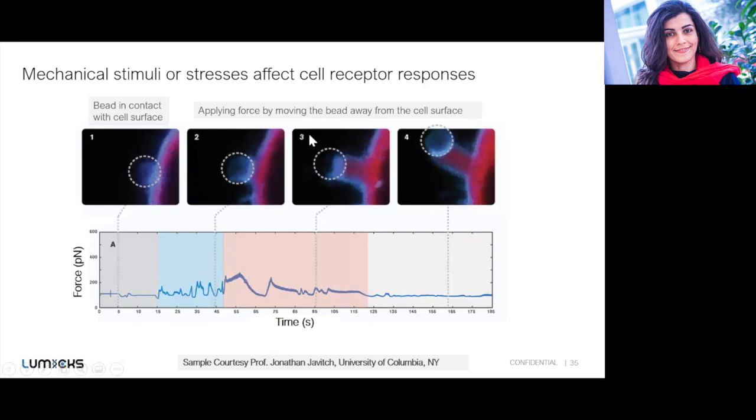So now, because they're doing both fluorescent measurements and force measurements, they can see that at the beginning, when the bead is just in contact, there is not much force. But once they start to pull on the cell surface, they see that the force increases to 200, 300 piconewton, and they see this deformation in the shape of the cell. At the same time, they see that these receptors are accumulating in the deformed region of the cell.